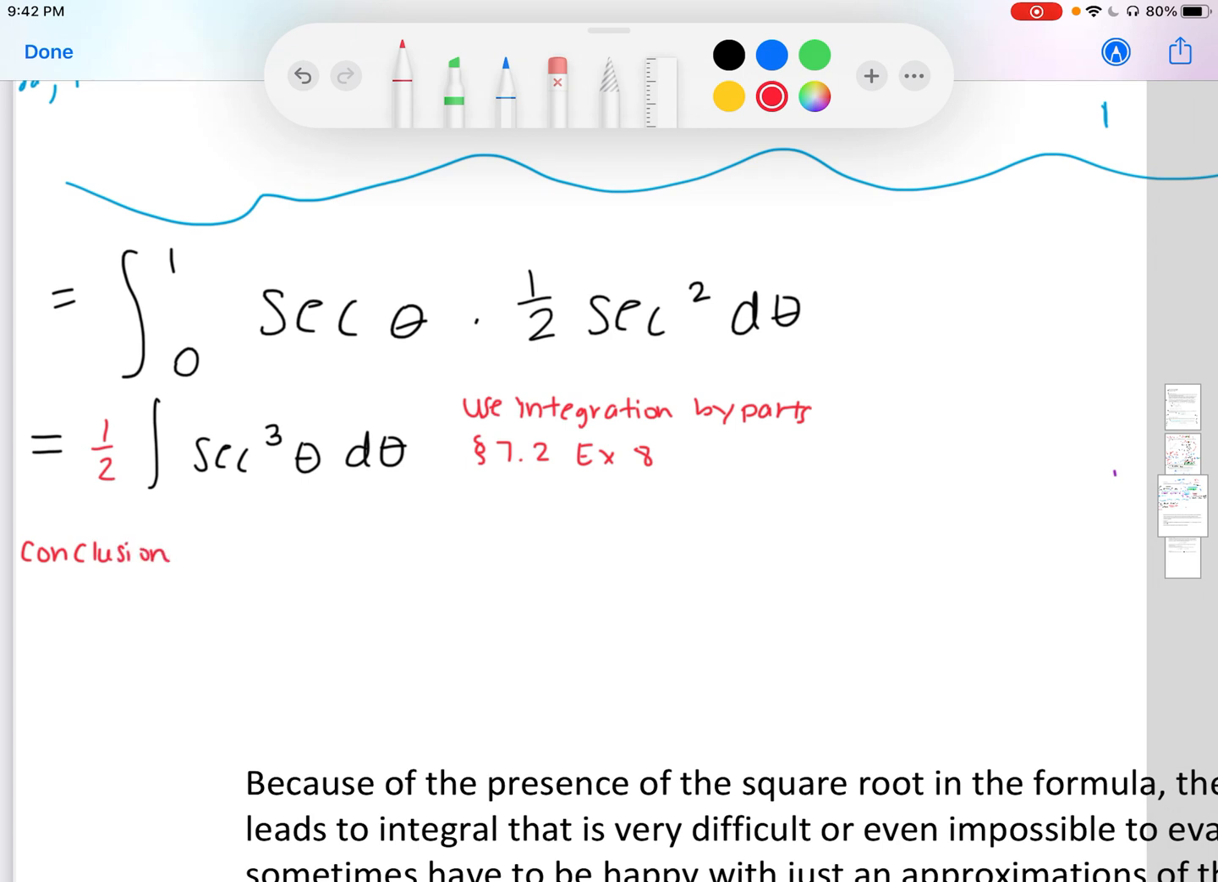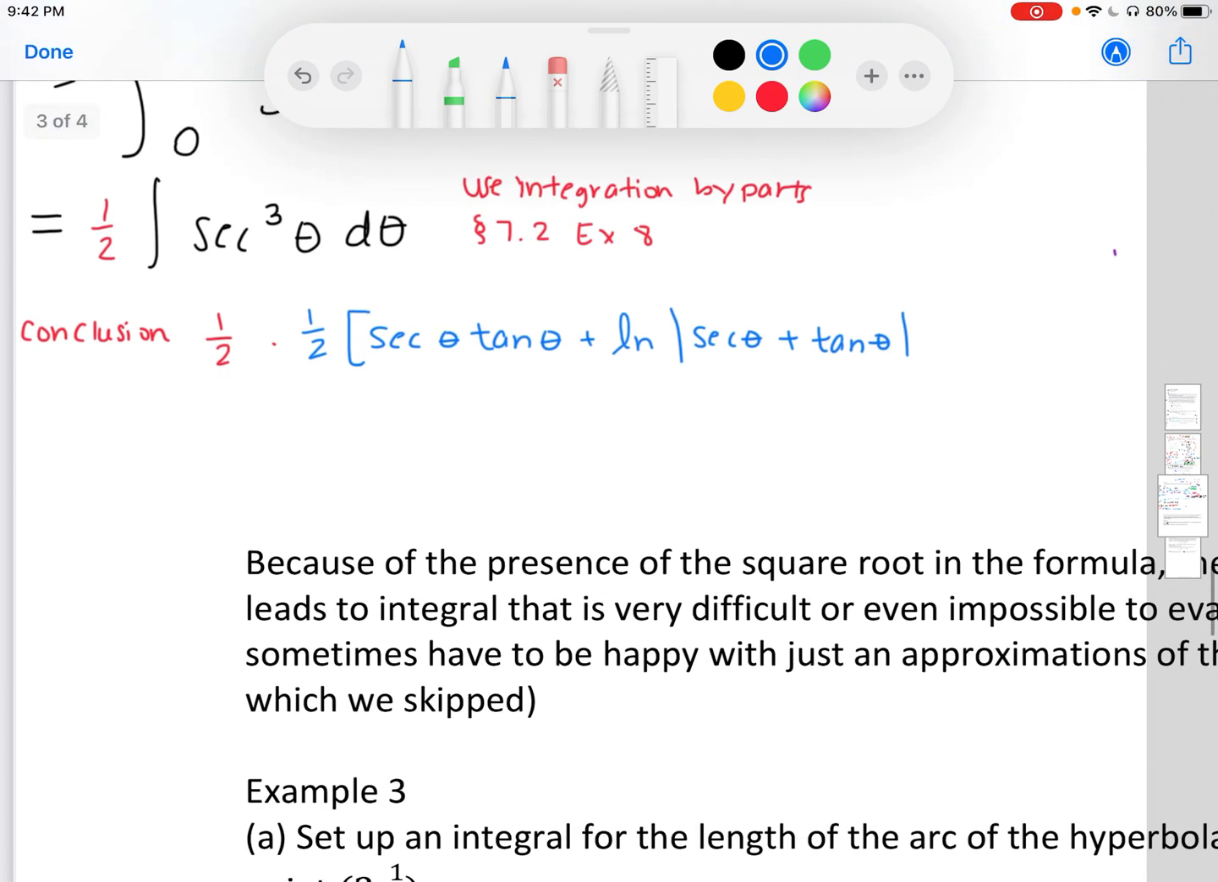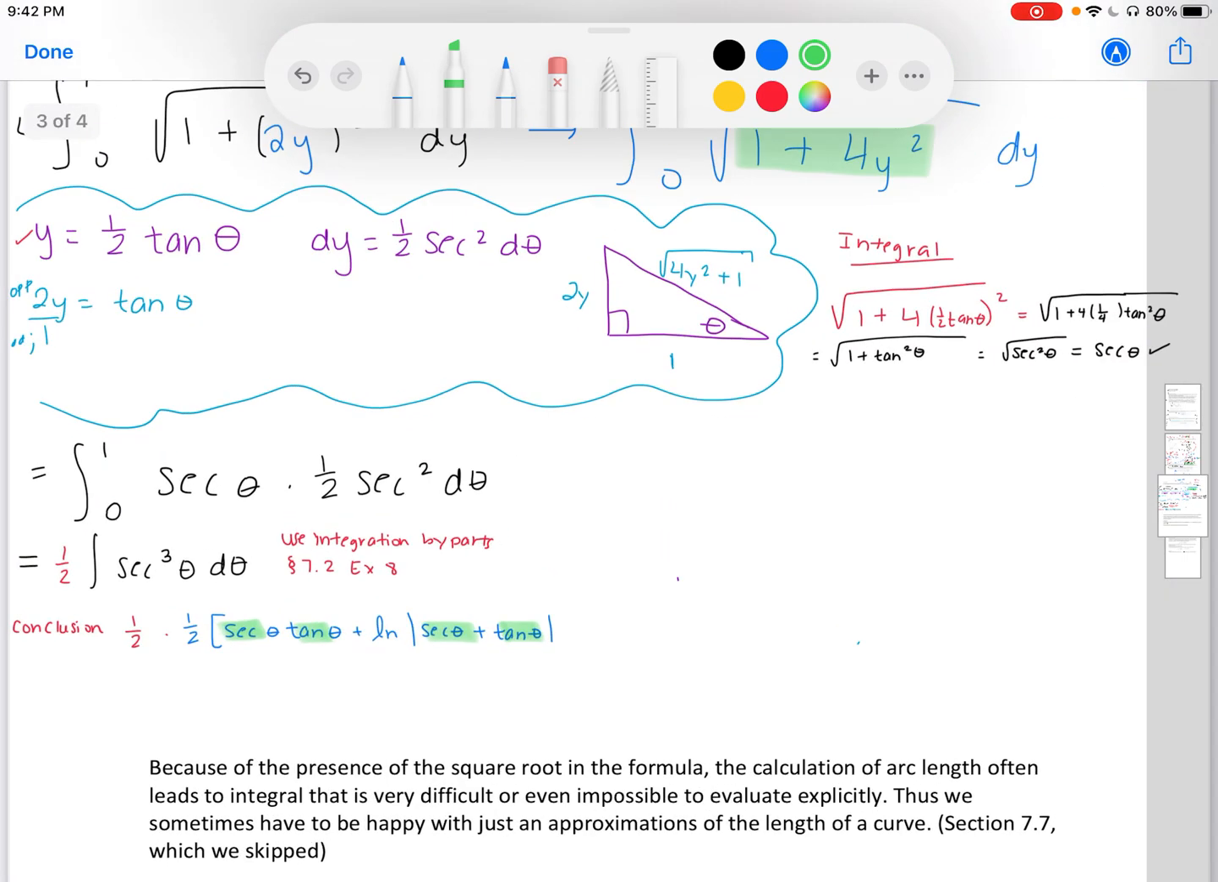When we worked this out, we saw that our answer was 1/2 times secant theta tangent theta plus the ln of the absolute value of secant theta plus tangent theta. So now we managed to integrate. Now we have to replace all of these theta arguments in terms of our variable, in this case, y. So I need to find the value of secant and tangent.